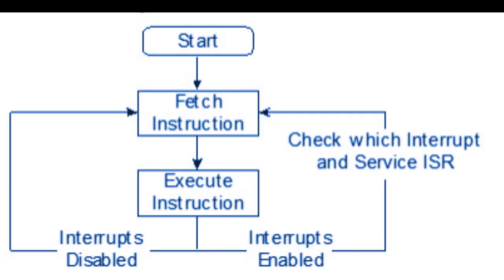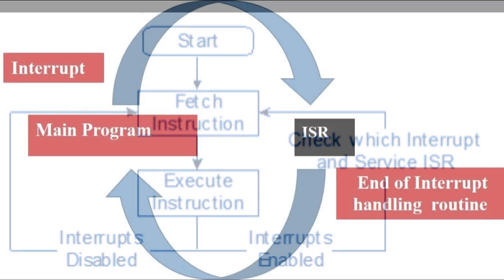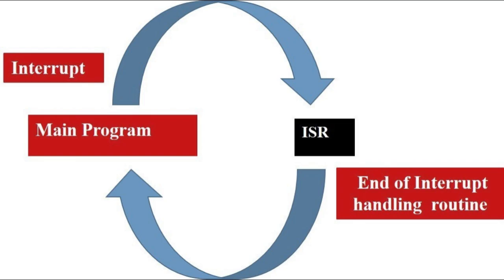Interrupt program flow. The complete interrupt flow is: main program is running. Interrupt signal occurs. CPU saves program status. CPU jumps to ISR. ISR executes. RETI instruction executed. Main program resumes.